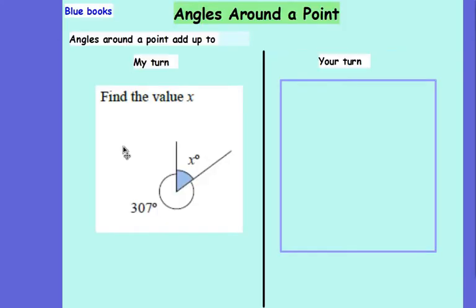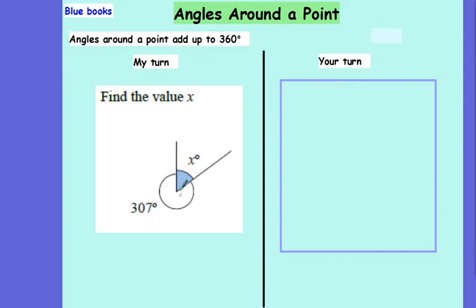Okay, Year 7, in your dark blue books, can you write me the title, Angles Around a Point? And underneath, can you write the sentence, angles around a point add up to what? Caitlin? 360 degrees. Lovely. So in your dark blue books, title angles around a point, underneath, angles around a point add up to 360 degrees. Can you then put your pens down and watch me? I'm going to do an example and then you're going to do an example. So pause the video while you copy that out and then let's go through some examples.